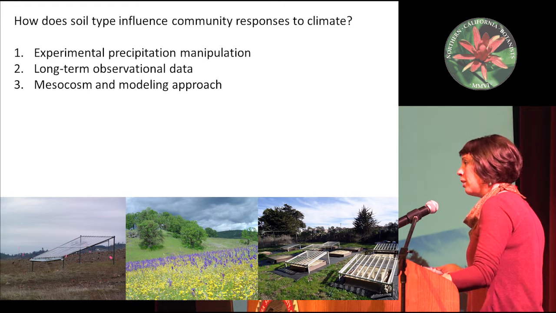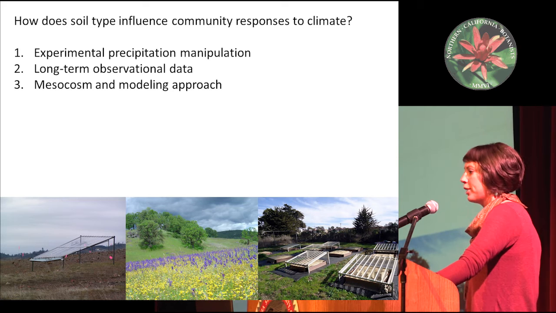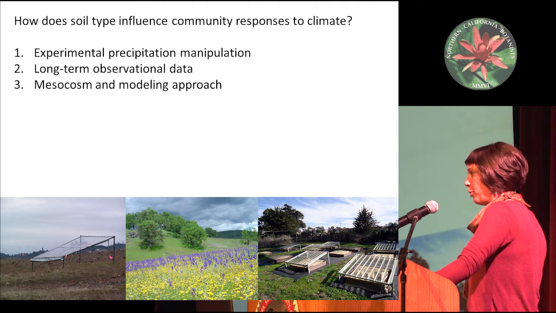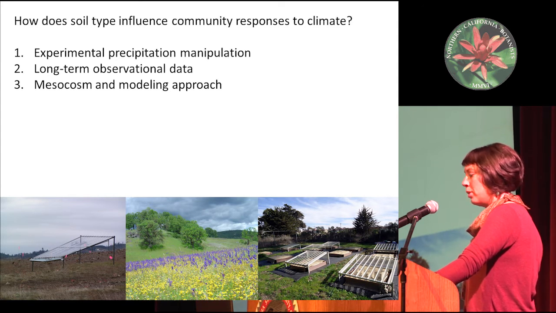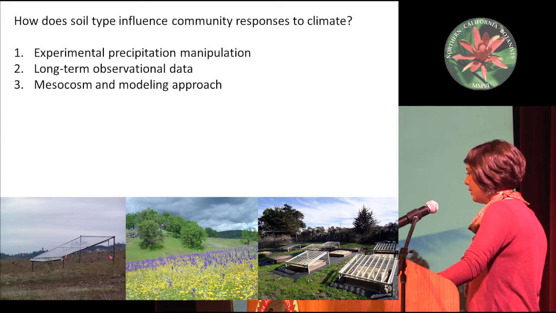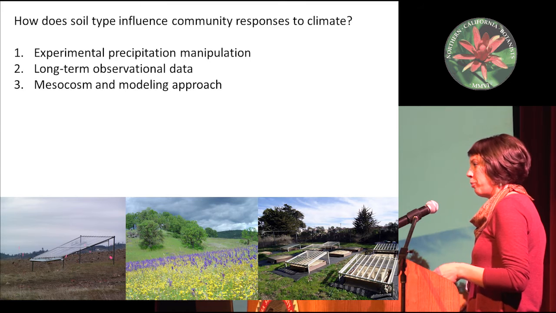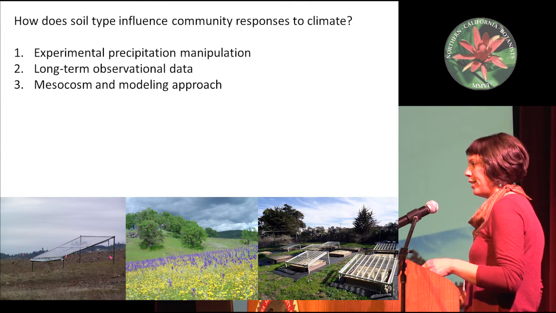So basically, to sum up my work, I've been motivated by how does soil type influence community response to climate. And over the years, I've taken different approaches. I'll talk about some experimental work I did as a PhD student, and then some long-term observational data that I analyzed. And I'll conclude with a brief description of what I'm doing for my postdoc, which is taking a two-pronged approach to understand mechanisms.